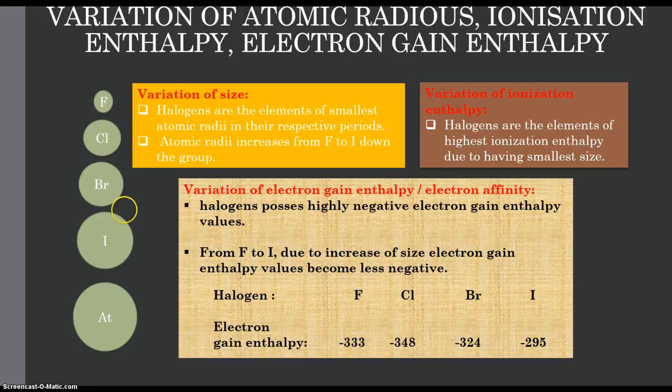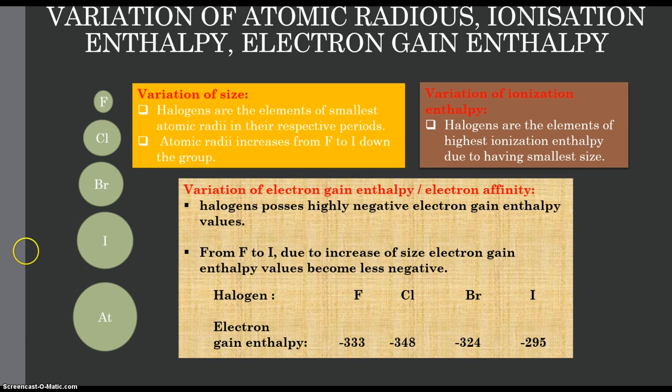Now, as we are saying, fluorine, chlorine, bromine, iodine and astatine will have the greatest tendency to accept an electron because of the electronegative nature of these elements. So obviously we can expect they will have the maximum negative electron gain enthalpy values, right? So halogen atoms are the elements having the maximum negative electron gain enthalpy values.